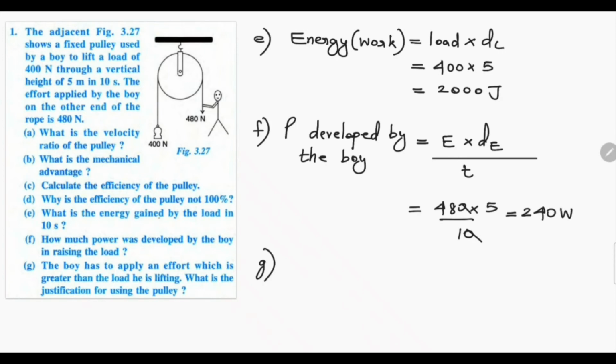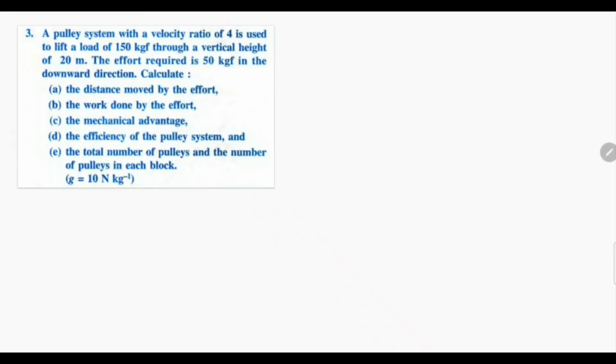If you have a look carefully, the boy has to apply an effort which is greater than the load. Load is 400, but you are pulling with 480 newtons. They are asking what is the justification, then why are you using such a pulley? The answer is, when we are pulling this load using this pulley, you are pulling in the downward direction. So this pulley has changed the direction of effort for convenience. Instead of pulling upward, you are pulling it in the downward direction. So that is the justification for part G.